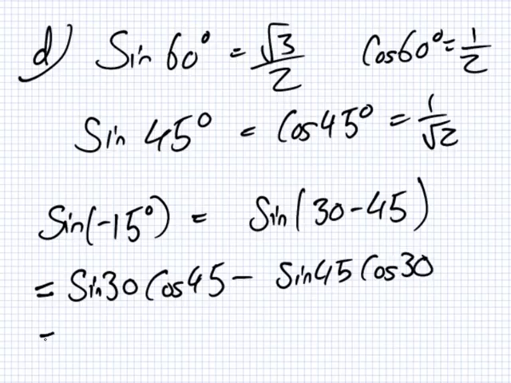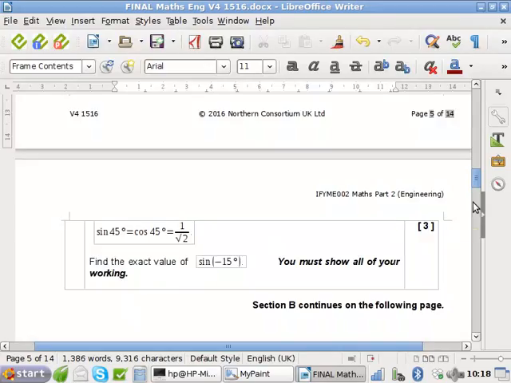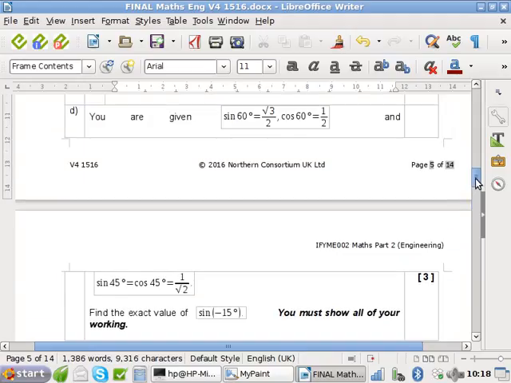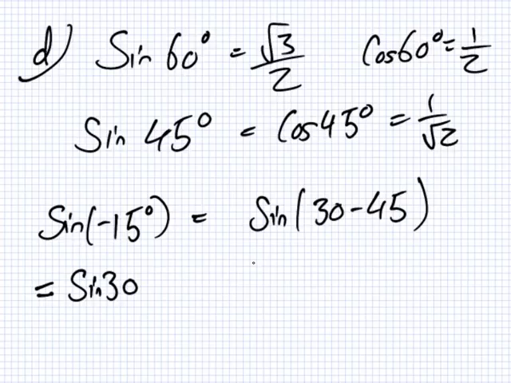So sine 30. Were we given sine 30? No, I know what it is, but did they let us use it? They don't tell us what it is. Okay, 45 minus 60. I think you're right. We should only use the numbers they give us, I think.